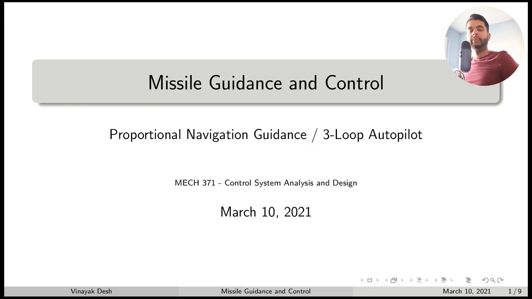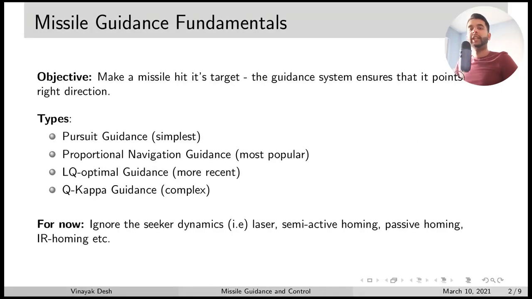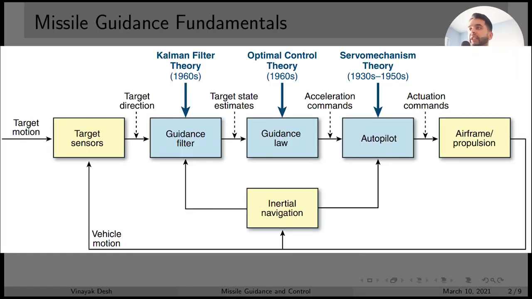If you enjoyed that animation, then welcome to my video on missile guidance and control fundamentals. So let's begin. The objective is to make sure that the target and the missile are intercepting. The guidance system ensures that the missile will point in the correct direction, because obviously to hit the target, it has to go there, so it has to point correctly.